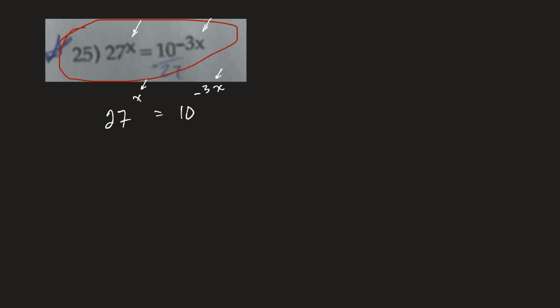But to do that, often I like to make these bases the same. But there's no way I can. 27 and 10 won't share a common base. So what I have to do is use the property of logarithmic equality, PLE. So what you do is you log both sides.